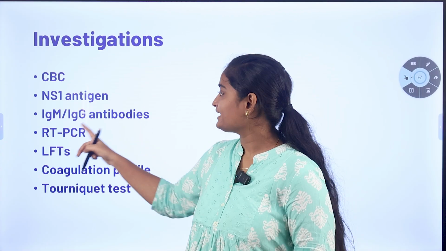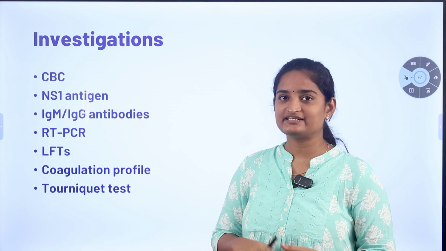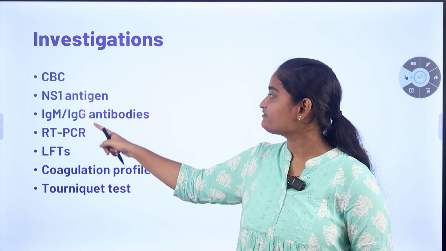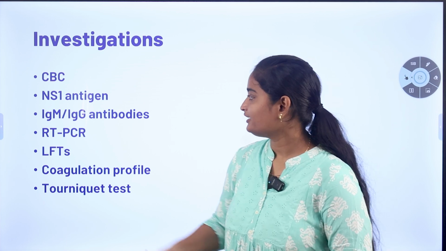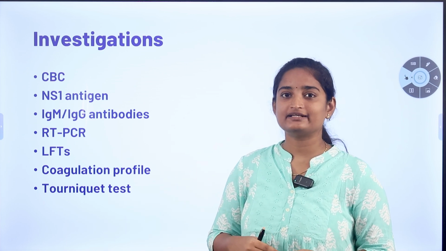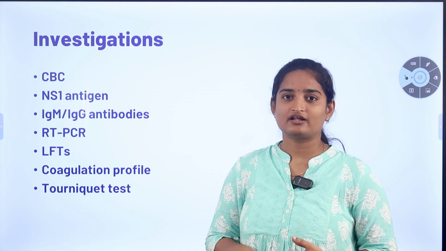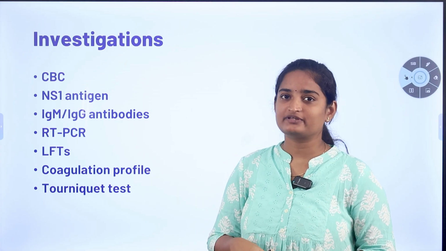Next is IgM or IgG antibodies. Presence of IgM antibodies indicates recent infection of dengue, and presence of IgG antibodies indicates remote or secondary infection of dengue. Next, the RT-PCR test. The RT-PCR test is used to detect the genetic nature of the dengue virus. There are 4 serotypes in the dengue virus. This test helps in detecting which serotype is affected.